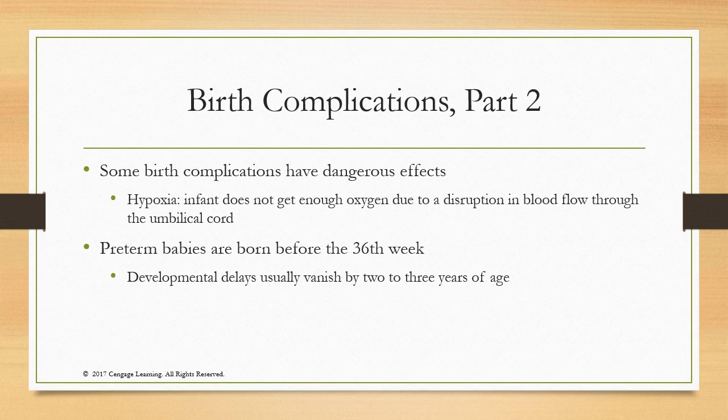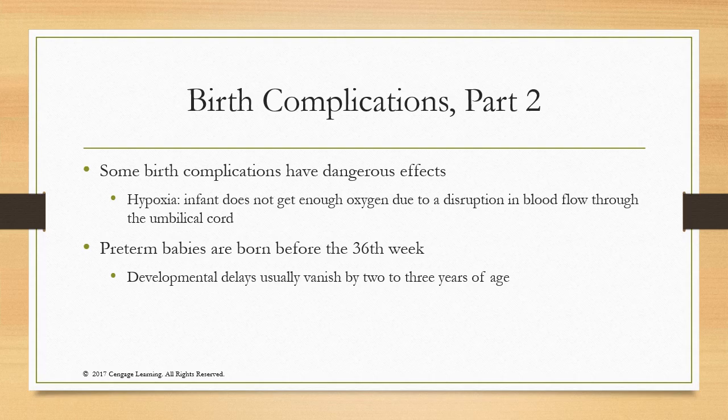And preterm babies are born before 36 weeks. They sometimes have developmental delays, but they usually vanish by 2 or 3 years of age. So they just take a little bit longer to catch up. That's why it's important, when you're looking at babies, to ask when they were born, what was their gestational age, and not just their birth date. So you want to know if they were premature.